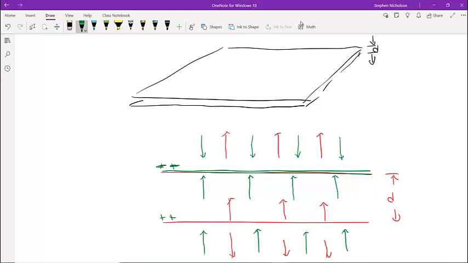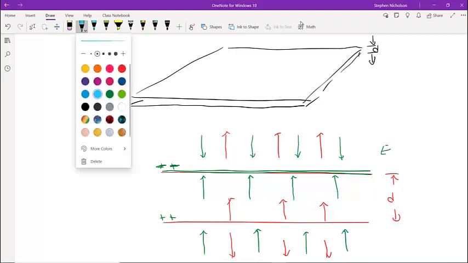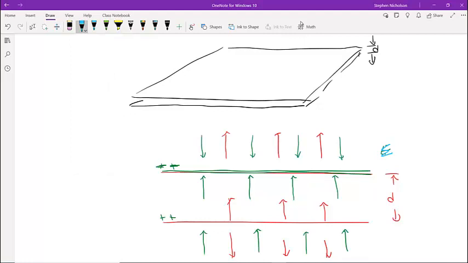And so what you can see is these cancel out. So here the net electric field is 0. So outside of the two plates, the electric field is 0. The same is true here. We have the green going up, the red going down. So the net electric field is 0.